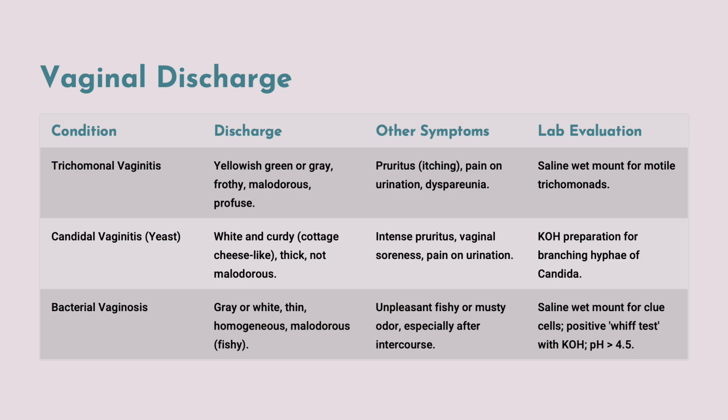And lastly, bacterial vaginosis is more of an imbalance in terms of the bacterial composition in the vagina. Here, the odor is characteristically fishy. And unlike Trichomonas, which is more yellowish green, and Candida, which is more curdy, cheese-like, bacterial vaginosis has a more white and thin discharge. The prominent finding is the fishy odor, especially after intercourse. So you diagnose it using a wet mount as well.